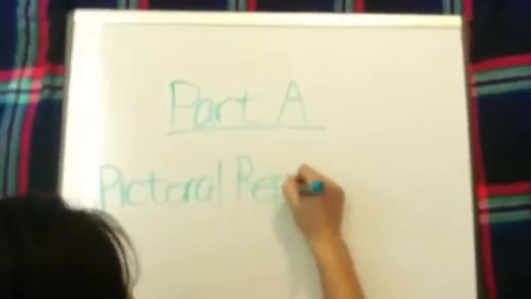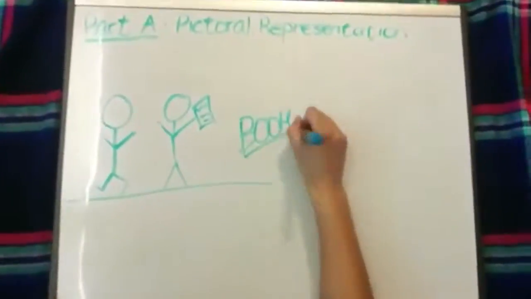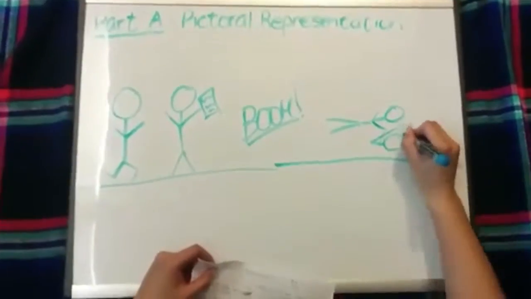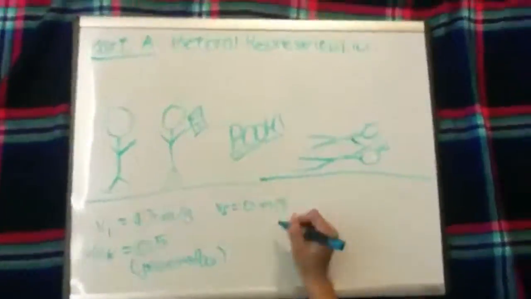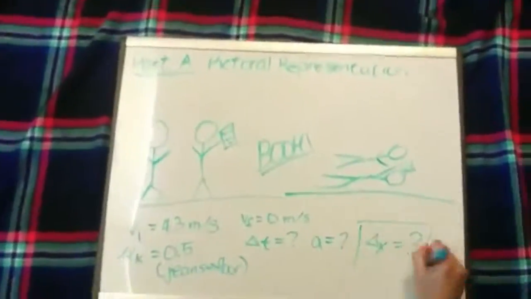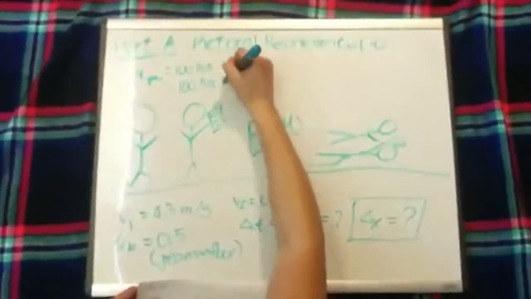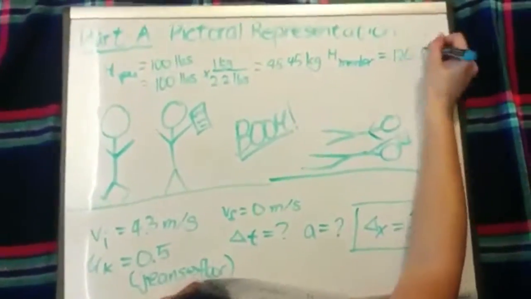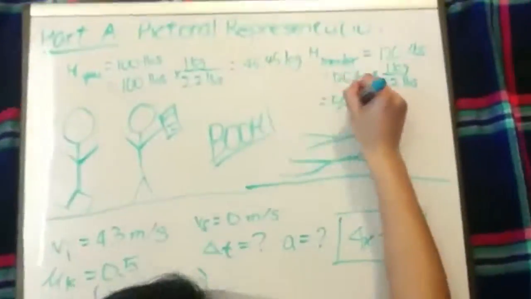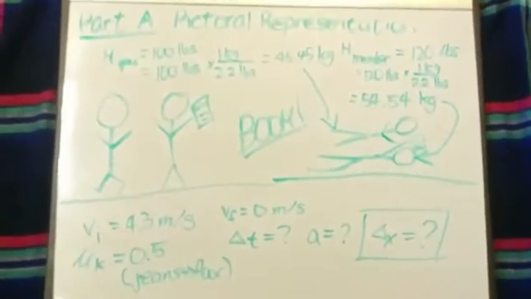Part A, pictorial representation. At event 1, you collide with your group member with an initial velocity of 4.3 meters per second and you start to slide on the ground. Due to friction, you slow down with an unknown constant negative acceleration and eventually come to a rest, which is event 2. The system mass is 99.99 kilograms. We know that the coefficient of friction between the jeans and the floor is 0.5. We do not know the values for delta T or displacement.